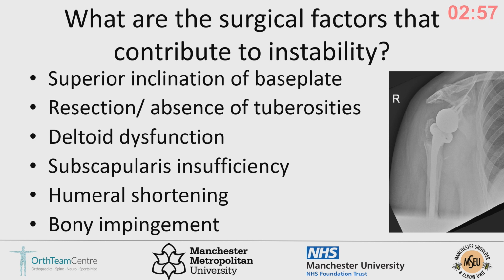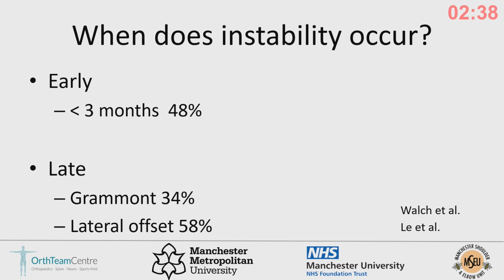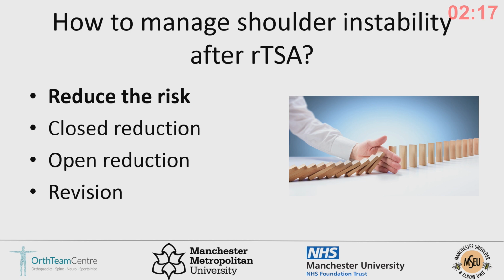So superior inclination of the baseplate, and then all of our soft tissue elements: resection or absence of the tuberosities, dysfunction of the deltoid, subscapularis insufficiency, and then careful attention to humeral shortening or lack of restoration of it, and then bony impingement. So when we talk later about success with more simple methods, it's important to know when this occurs: early in almost half of the patients, and then there's a prosthetic difference as to when the rest occurs. And I think if you look at the early literature on dislocations, it probably shows that we have got better at avoiding more of the early dislocations. So this is how we're going to stepwise manage these dislocations.